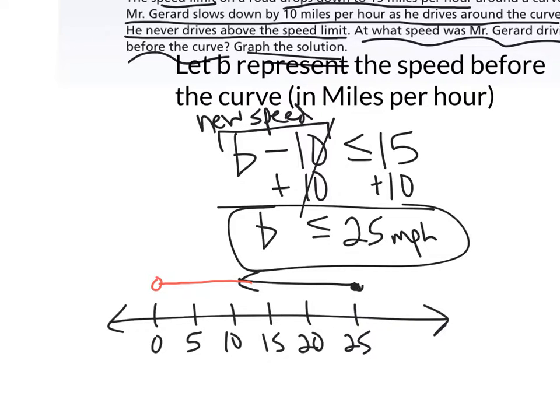And technically, if he slowed down by 10, he'd have been going actually more than 10 to begin with, so we could even start it there. But like I said, don't worry about all the technical details. The main thing is a closed circle going to the left whenever you graph that.